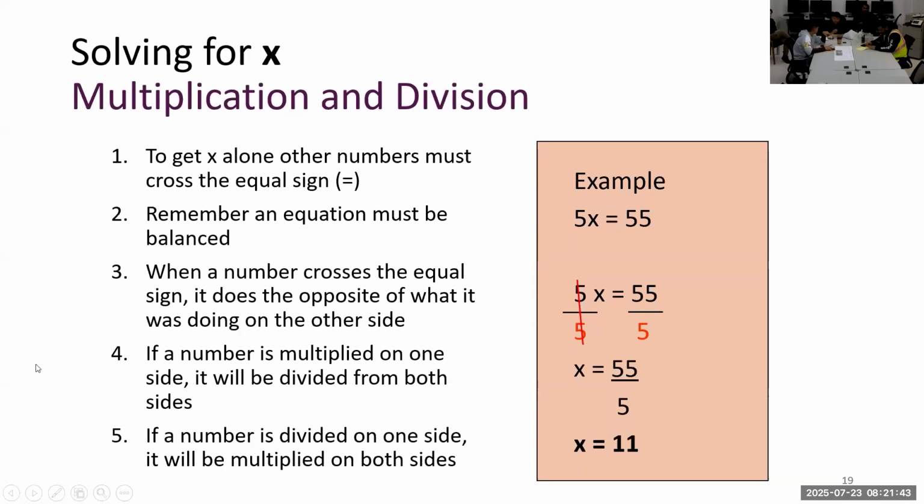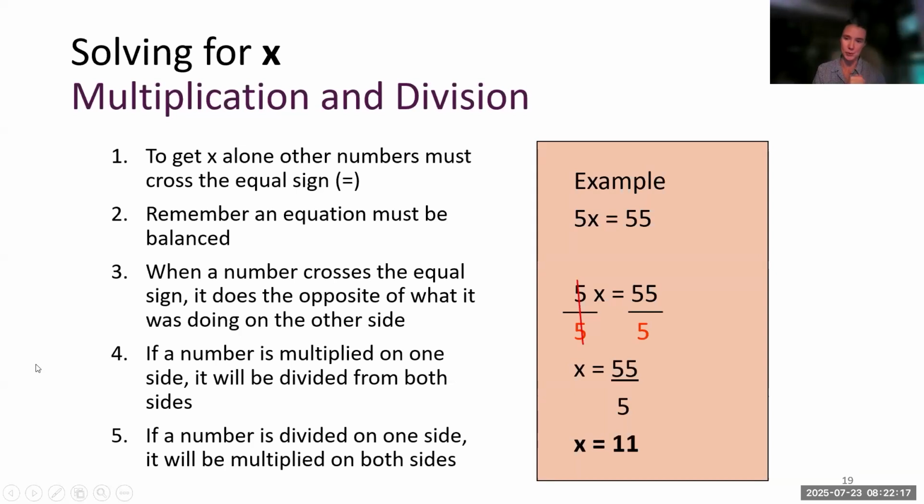Okay. So now let's look at multiplication and division. If we're trying to get x alone and there's multiplication and division involved, again, the numbers just have to be balanced on both sides. When the number crosses the equal sign, it does the opposite of what it was doing on the other side of the equation. If a number is multiplied on one side, it's going to be divided from both sides of the equation. If a number is divided on one side, we're going to multiply it by both sides. And that's just to get that x by itself.